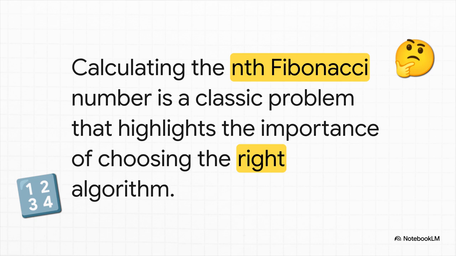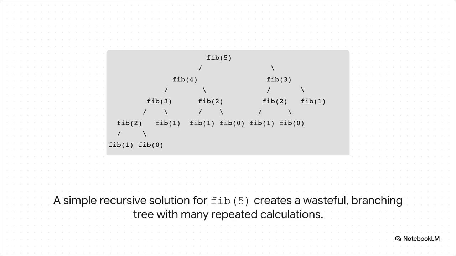Let's take another classic example that really hammers this point home: generating a Fibonacci number. So a very common first attempt is to write a simple, brute force recursive function. But as you can see from this diagram, for just fib of 5, it is incredibly wasteful. It's just doing the same work over and over again. We're calculating fib of 3 twice, fib of 2 three times. The work just explodes outward.